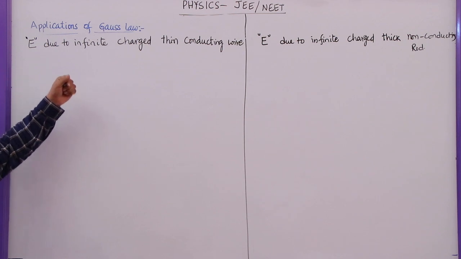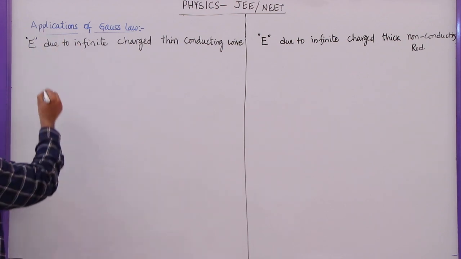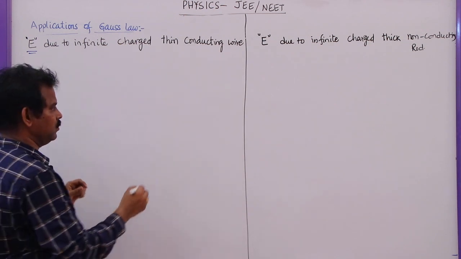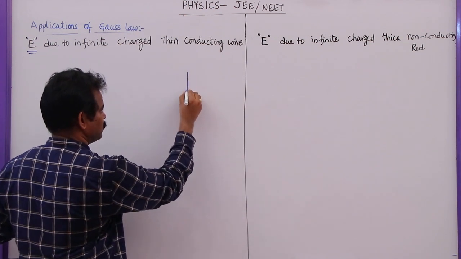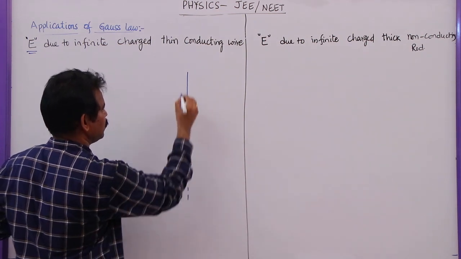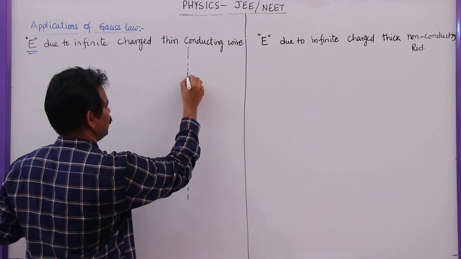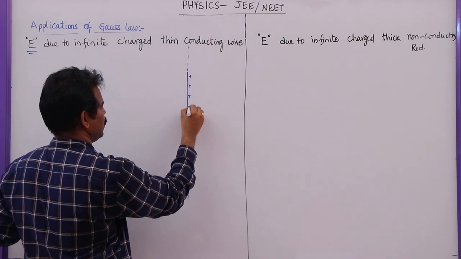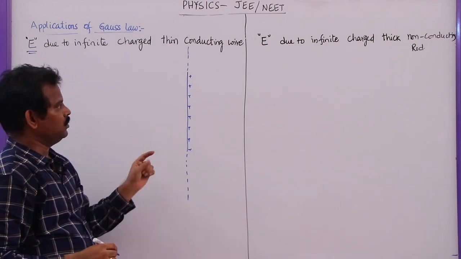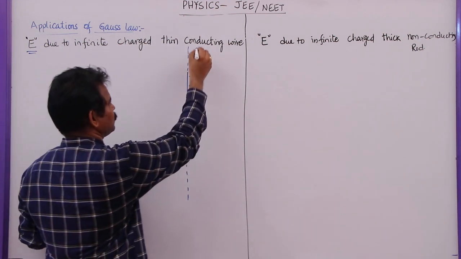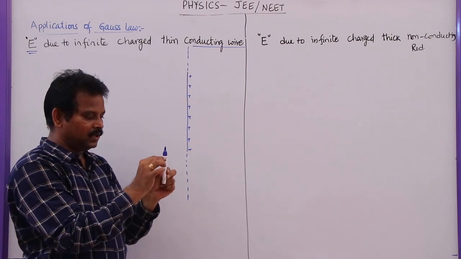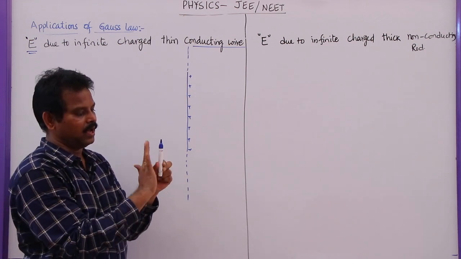Here we are going to apply Gauss law to find out the electric field due to an infinite charged thin conducting wire. So I am going to take one charged wire of infinite length, and it is charged positively on its surface. I wish to find out electric field due to this conducting wire. So this is a metal wire, that means the charge will reside only on the outer surface. If it is a thick wire, charge will spread on the outer surface.